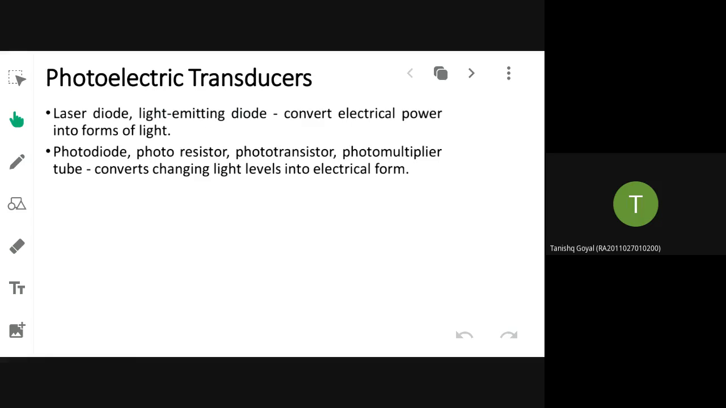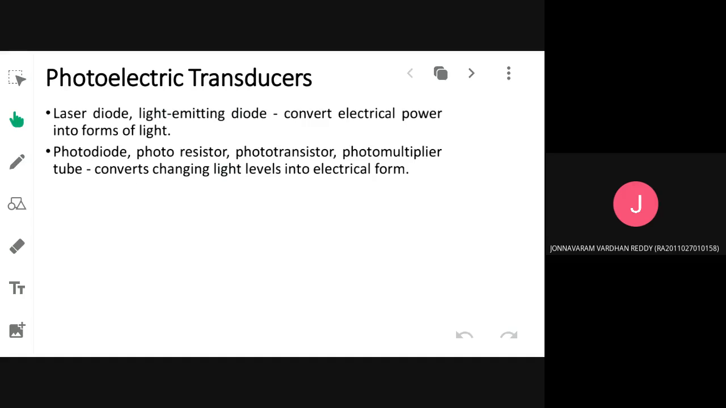So remember the examples. When you take an LED or laser diode, the input electrical energy will be converted into light. But if you take photodiode, phototransistor, photomultiplier or solar cell in general, what happens in a solar cell? What is the input and what is the output? Light into electrical form. Sunlight falls on the solar cell and is converted into an equivalent electrical energy. Those types of transducers are called combinedly photoelectric transducers.